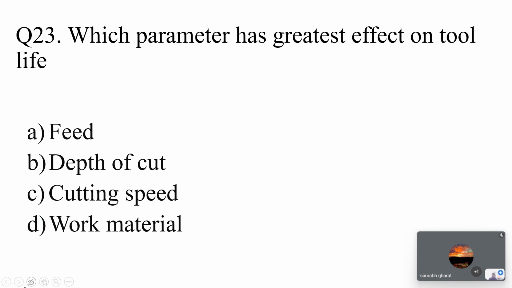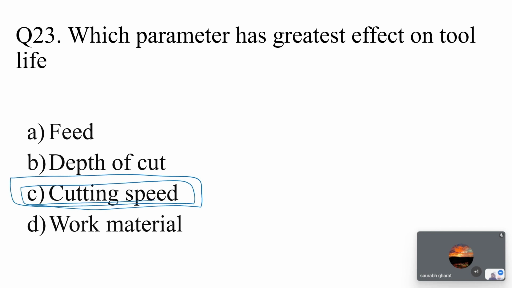Which parameter has the greatest effect on tool life? According to Taylor's tool life equations, it is cutting speed. Only cutting speed has the greatest effect on tool life. From the tool life equations you can know this fact.